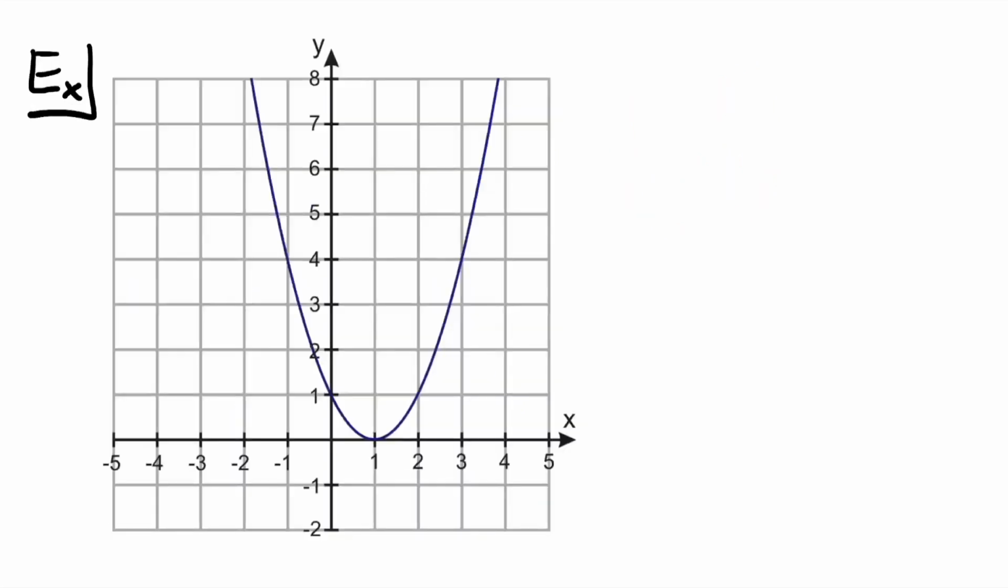As another example, we've got an upright quadratic here. It is crossing the x-axis at only one location, so that means I have only one solution, and that solution is x equals 1.